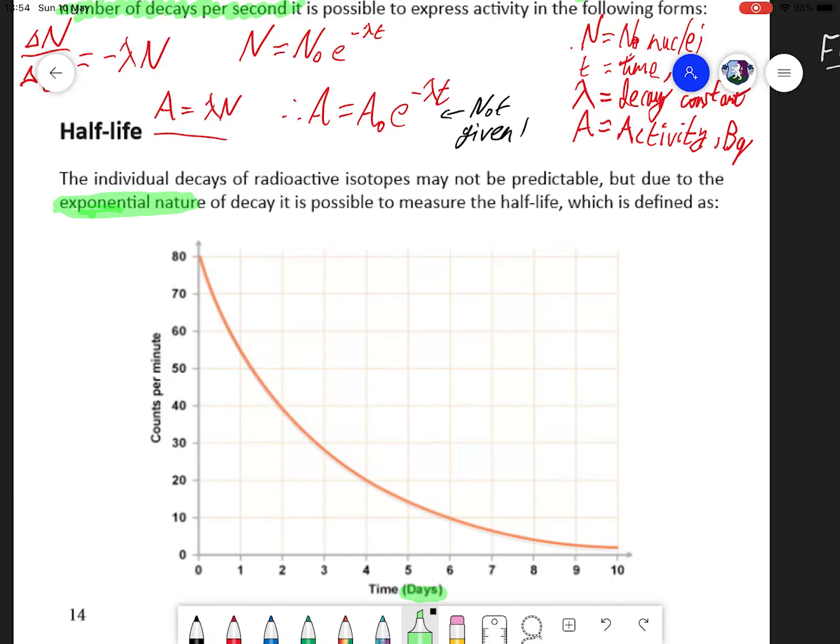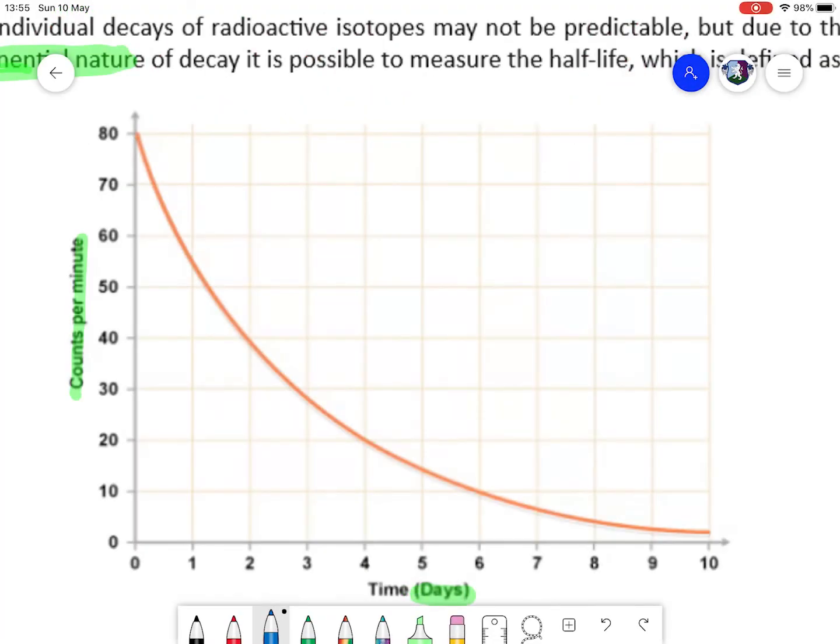Now time varies colossally with this. Days is what's listed here. Sometimes you'll get seconds, sometimes milliseconds, sometimes millions of years. Similarly, the y-axis being counts per minute can vary drastically as well. It could simply be listed as activity. Nonetheless, this graph will always work the same way.